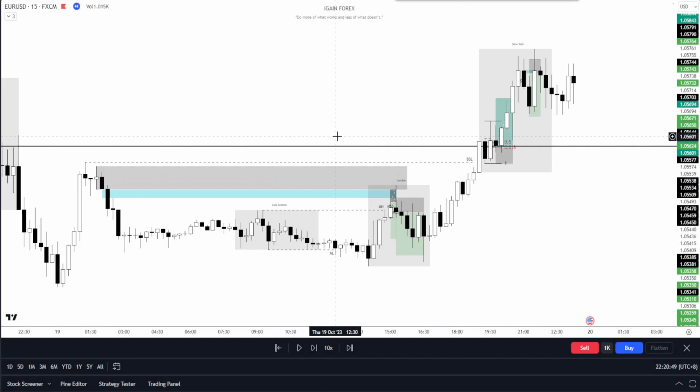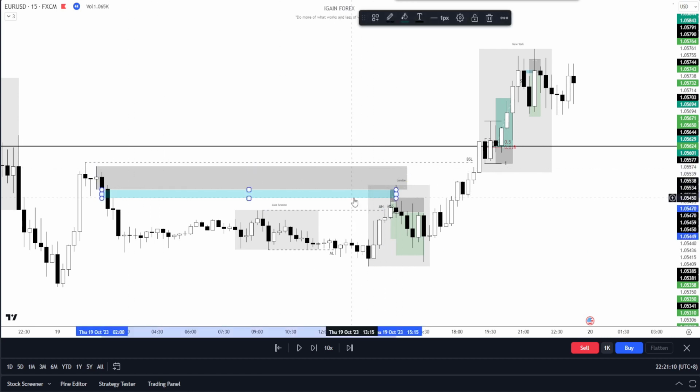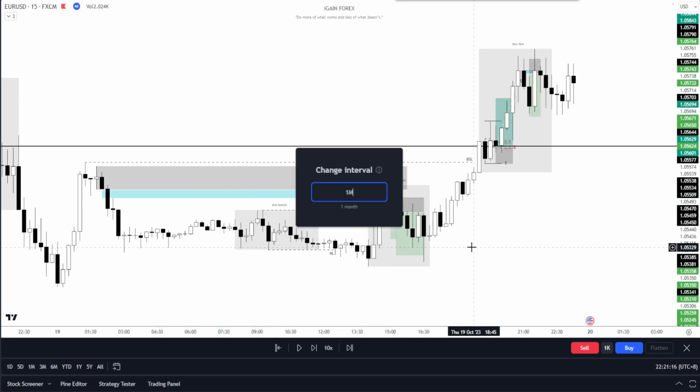Okay guys, so Thursday, October 19, 2023, we took this Asia high during London and Asia low before London kill zone. So I was expecting a short at these zones here, at this 15-minute FVG. When the price stops at this FVG, I go down to 1 minute time frame.